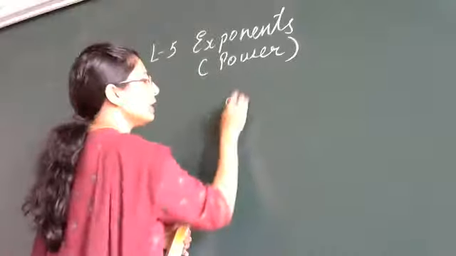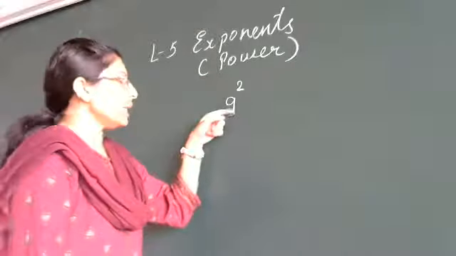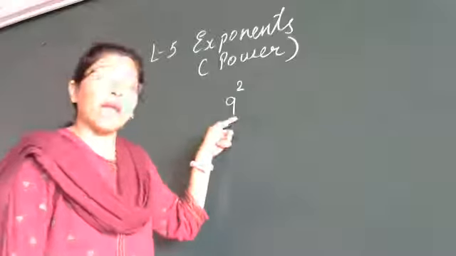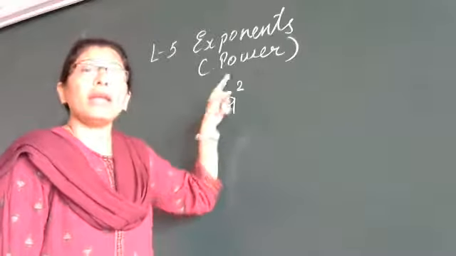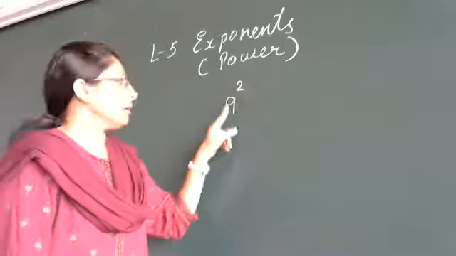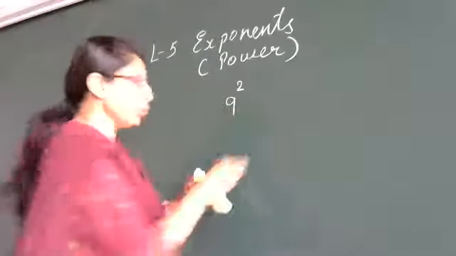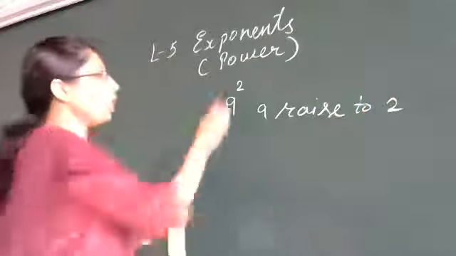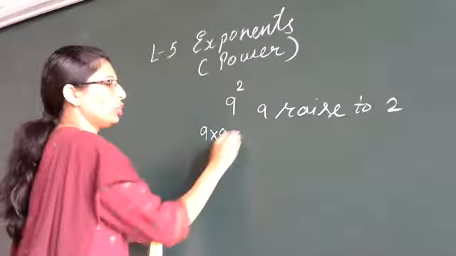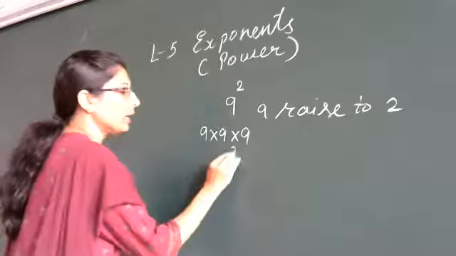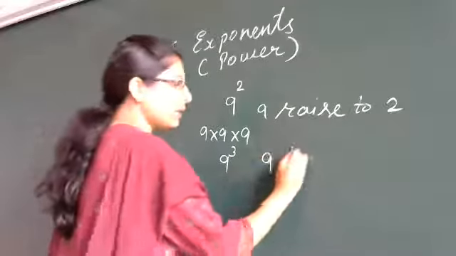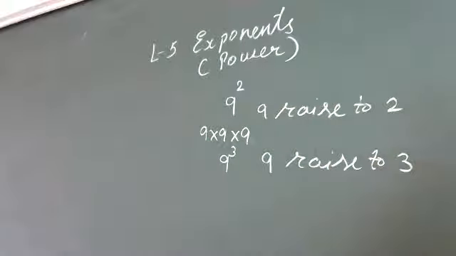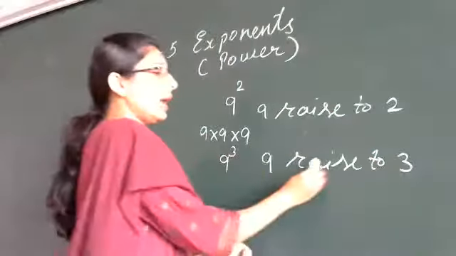So here I wrote 9 and 2. That means 9 is multiplied 2 times. And this we can read as 9 raised to 2. Next, 9 into 9 into 9: 9 is multiplied 3 times. That means 9 raised to 3. So this is how we can read 9 raised to 3.